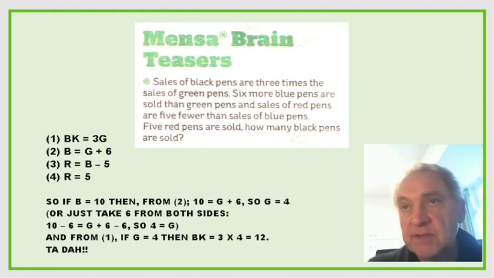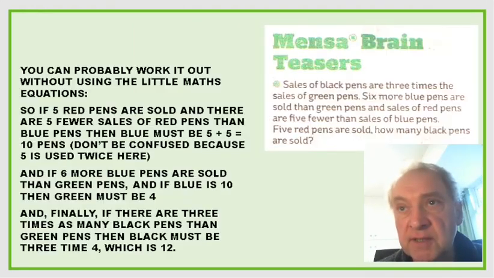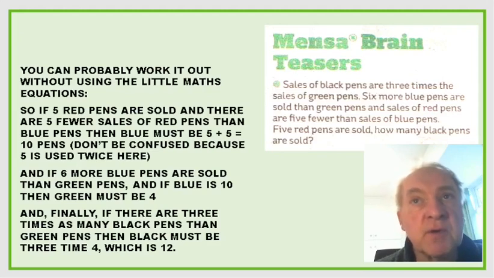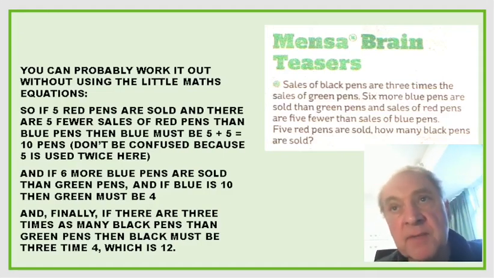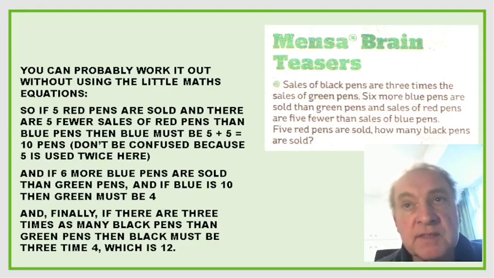Now, let's do it the logical way, if you want to look at the logic of it. What I'm saying is you can probably work it out without using the little maths equations. So if 5 red pens are sold, and there are 5 fewer sales of red pens than blue pens, then blue must be 5 plus 5 equals 10 pens. So you've got the 5 fewer plus the 5 red. I've made this point again here. Don't be confused because 5 is used twice here.